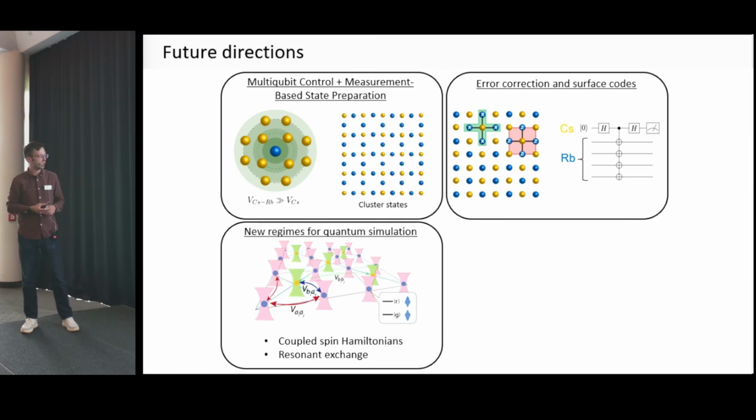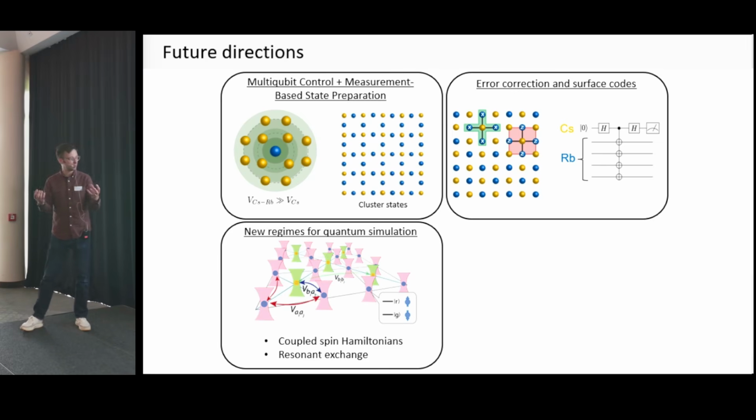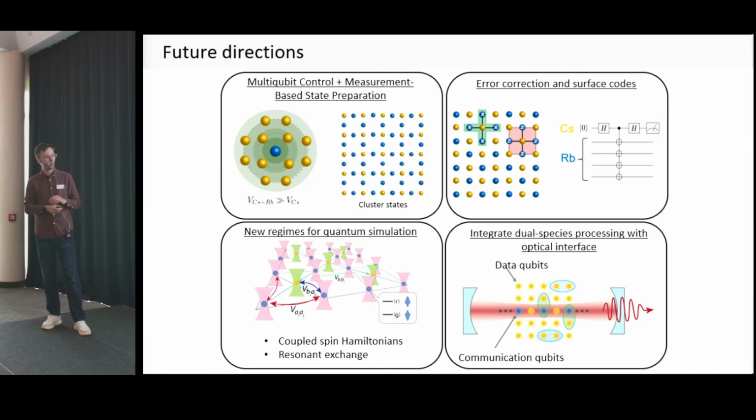But also in the many-body regime, I think there's a lot of nice new things to explore. Basically, you have 2 spin Hamiltonians on the 2 species with tunable coupling. And we are also thinking about nice quantum simulation. And ultimately, I want to combine these 2 efforts, these dual species arrays with the photonic interfaces for these integrated networks with these processing nodes.